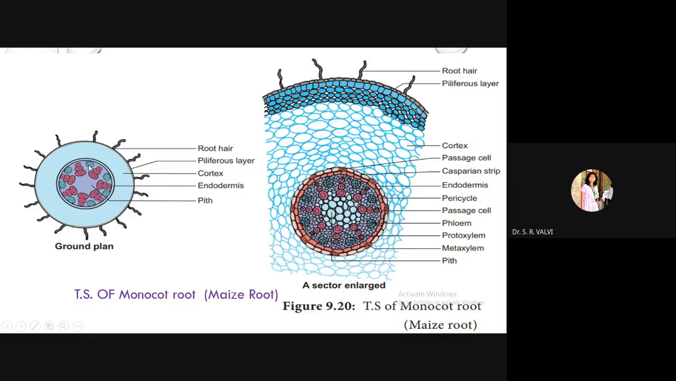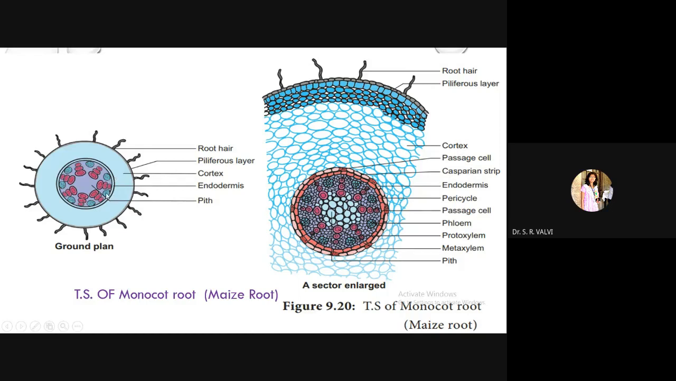So here xylem and phloem are present separately. They are not present in a single circle as we have seen in the case of dicot. They are not present in a single bundle. They are present separately. Xylem, one line, then phloem, xylem, then phloem, xylem, then phloem. Okay. So such a condition is called the arch condition, arc condition.